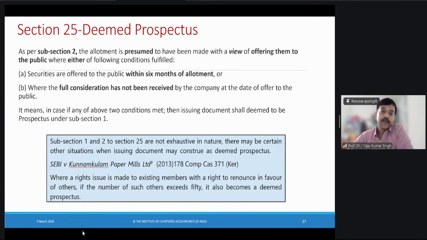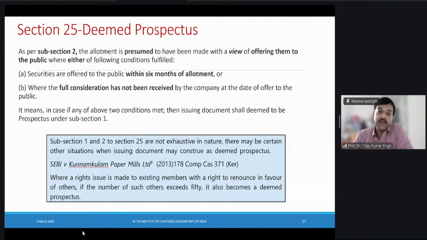Existing shareholders. Good, Nisha. So when you are giving shares to the existing shareholders, that is a rights issue, by way of a private placement. Now you gave the shares to the existing shareholders. Later on, within 6 months of the allotment, these existing shareholders sell them to a larger number of people.